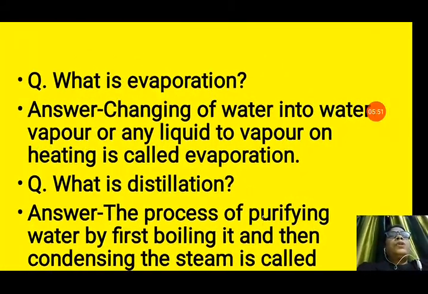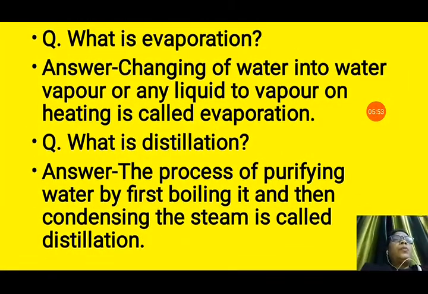Now, there are some more questions. What is evaporation? Evaporation is the changing of water, or any other liquid, into vapor on heating. So heating is very important for changing water into water vapor. Through evaporation we get rain, because water bodies are evaporating all the time by the heat of the sun, and this vapor condenses in the form of clouds and gives us rain. So this is the process of evaporation that gives us rain.